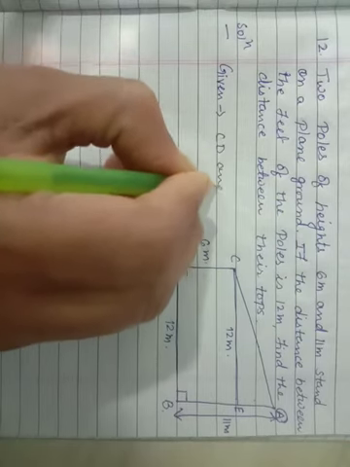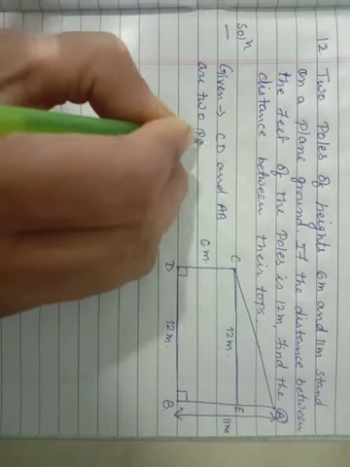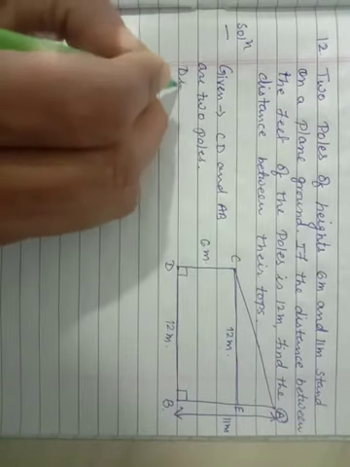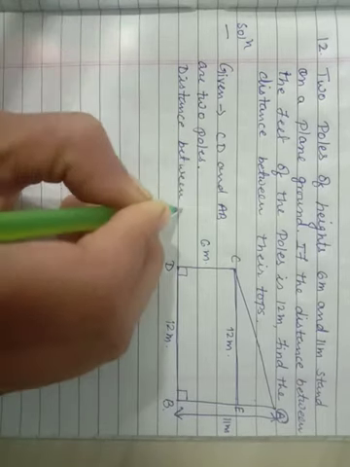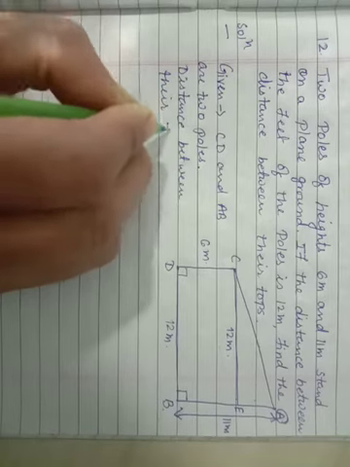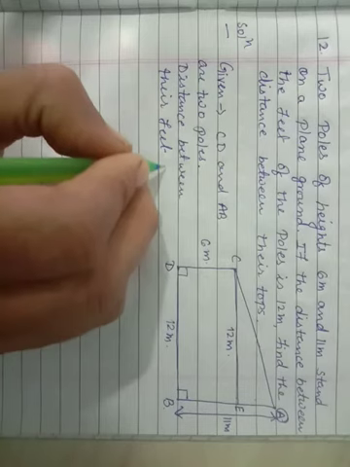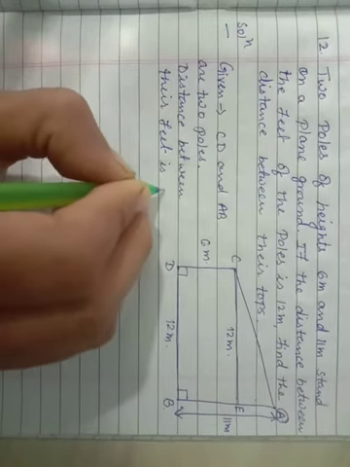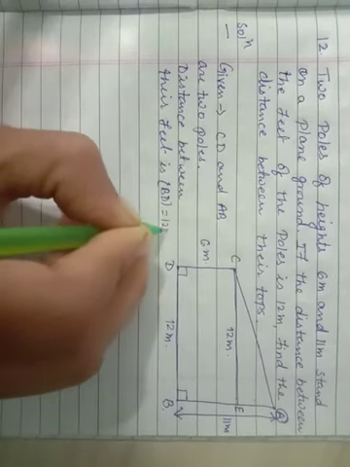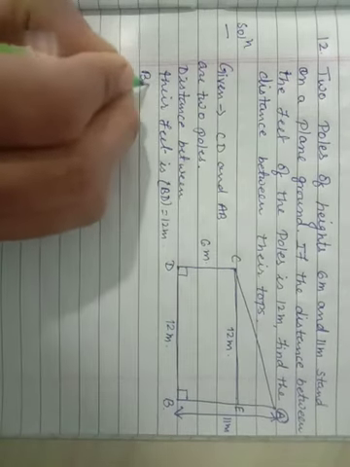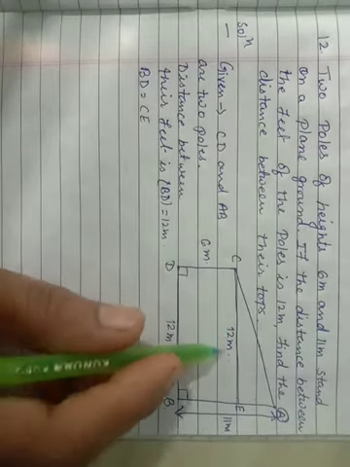CD and AB are two poles. Distance between their feet means, what is the distance? BD is 12 meter. So BD is equals to 12 meter. BD is equals to CE because these are the vertical poles. So BD is equals to CE.